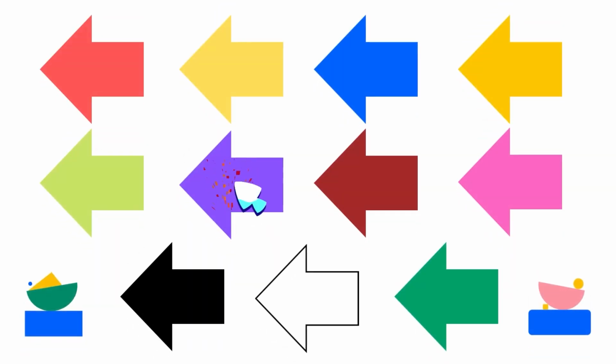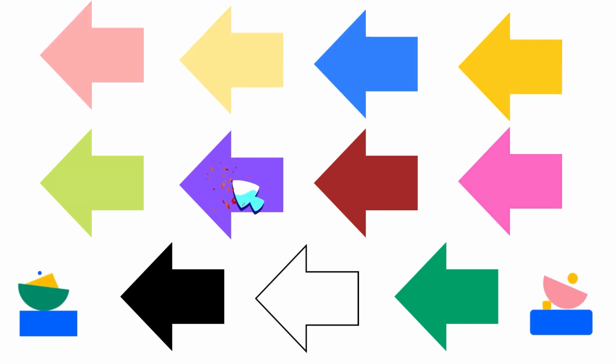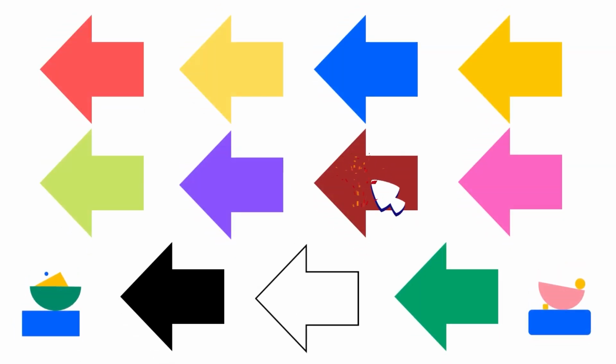Purple color. Purple color. P is for purple color. Brown color. Brown color. B is for brown color.